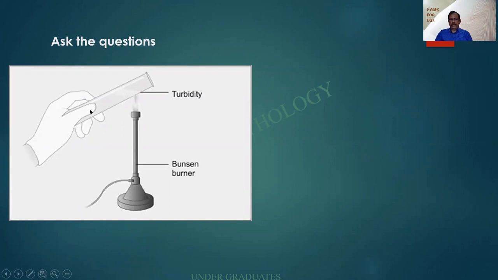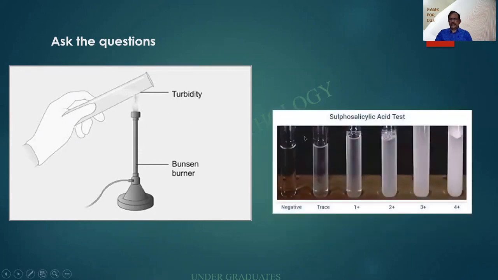It is being held with the hand so that the change in the temperature could be felt. Secondly, there is a turbidity at the top which can be compared with the clear urine sample at the bottom. So even a mild proteinuria can be made out, the Bunsen burner and this. And look at the range over here. So this clarifies what I have said.